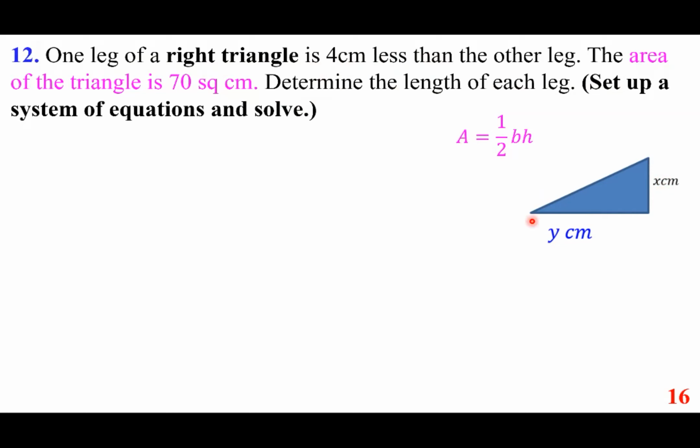When we have a right triangle, the legs are the base and height. So 1/2 x times y is 70. This is from the first part, and then this one from the area. First and foremost, we don't want a fraction, so we get rid of the 1/2 by multiplying by 2. xy becomes 140.